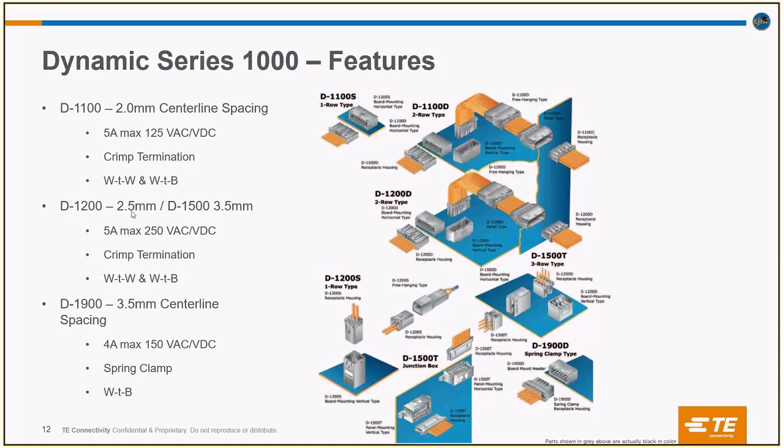Now for the 1200, the 2.5 mm is the centerline spacing. And for the D1500, it is 3.5 mm. Now D1900, we have the 3.5 mm centerline spacing. So what is the common feature between D1500 and 1900? Centerline spacing. But the voltage is less, and the current carrying capacity or amp is also less. 1900 has 4 amp, 1200 has 5 amps. There are other options given for the D1000. We have two plating options. One is gold and one is tin.